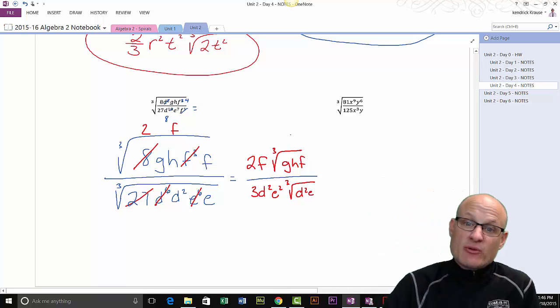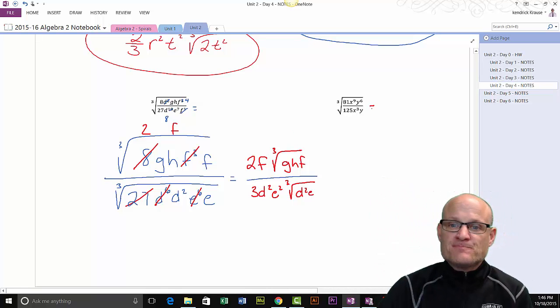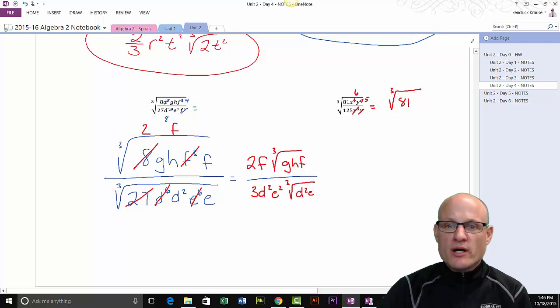So let's just pretend like we didn't do that one, and let's do this one. Let's see, the top has more x's, it's got 6 more. And the top has more y's, it's got 5 more. So what I end up with here is the cube root of 81 x to the 6th y cubed y squared all over the cube root of 125.